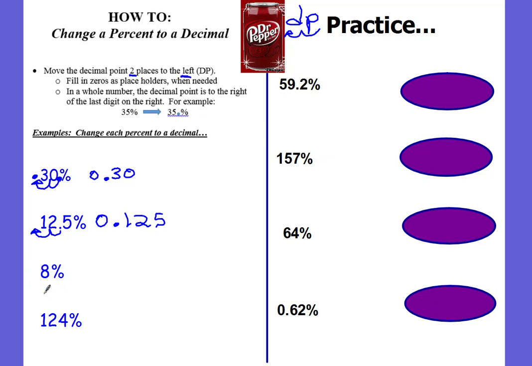Okay, 8% is a whole percent. That means my invisible decimal point is at the end. So let's go ahead and move it 1, 2 places to the left. It's going to leave me a hole, so I have to annex a 0. Where my arrow's at is my new decimal. So I get 8 hundredths. And you can put a 0 in the ones place.